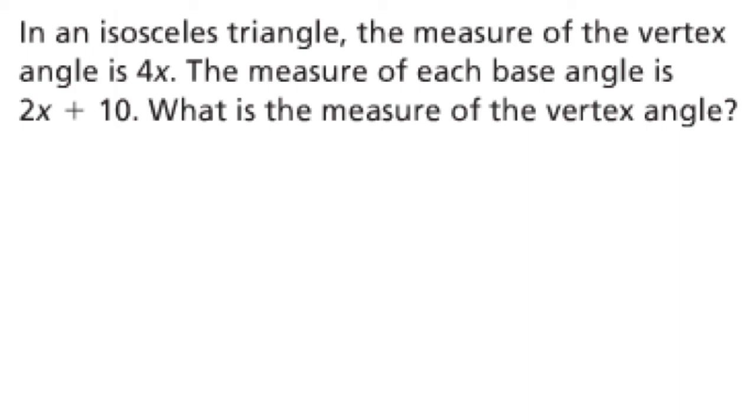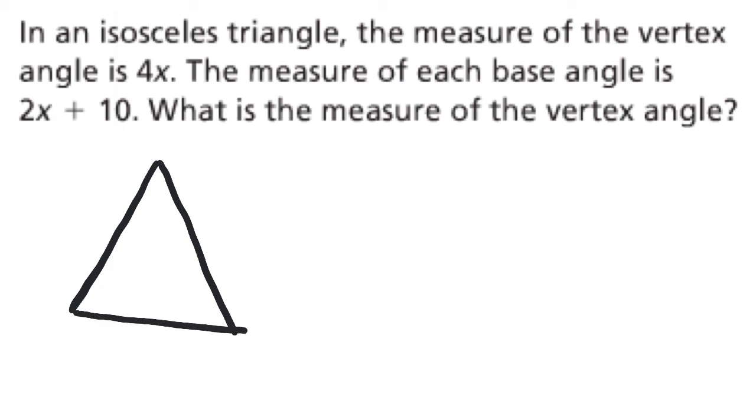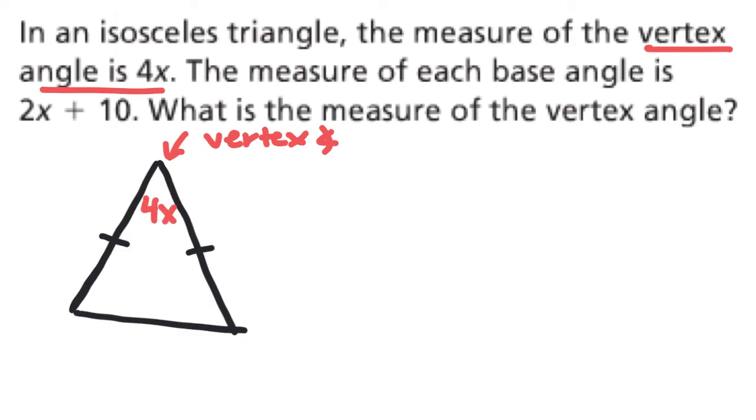In the last example, I also start by drawing a picture. So I have an isosceles triangle, and it tells us that the vertex angle is 4x. So these are my congruent sides. We know that our vertex angle is this angle here in between those congruent sides. So I'm going to label this angle as 4x. Then it says the measure of each base angle is 2x plus 10. So my base angles here are both going to be 2x plus 10. What is the measure of the vertex angle?